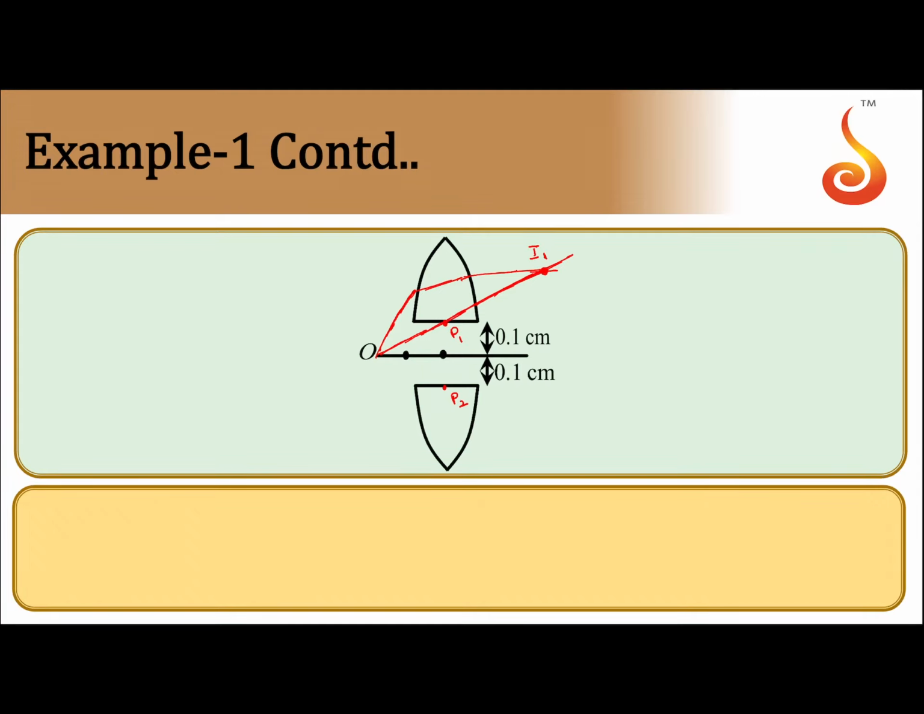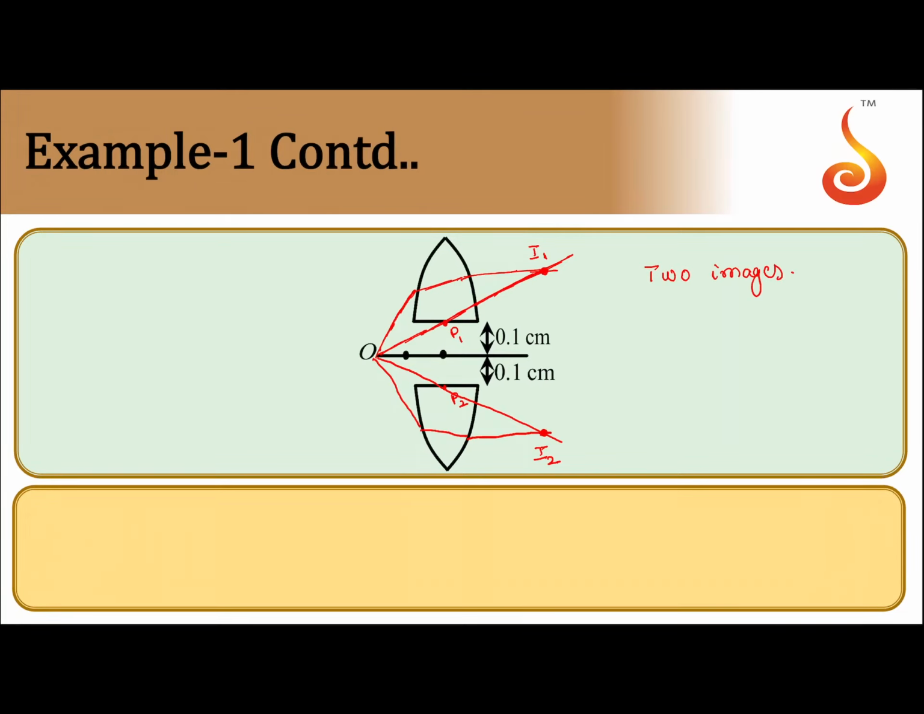So this is the location of the image due to the upper half of the lens. And similarly for the lower half, we have an undeviated ray which is passing through the optic center of the lower half, and then a refracted ray that meets the undeviated ray at point I2, and this is where the second image is formed. So in this, two images are formed.